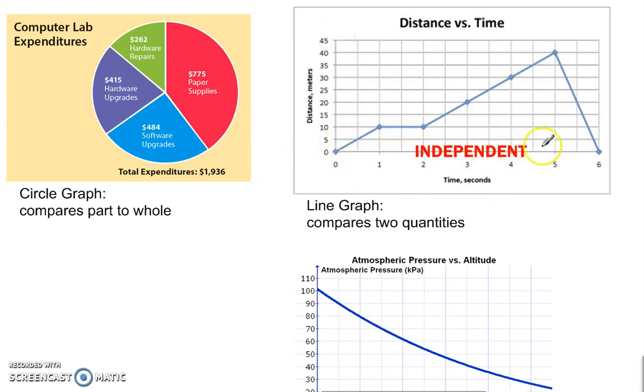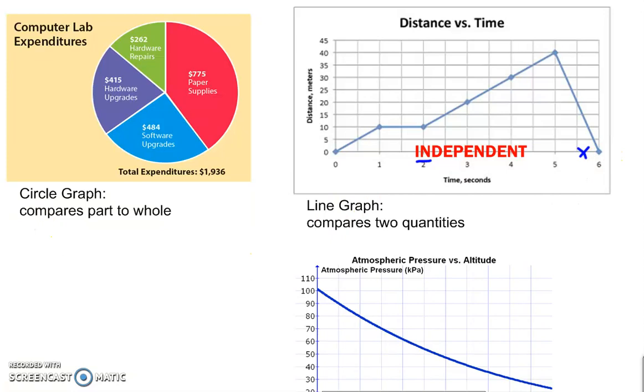A line graph, okay, many times it'll have time to some other quantity. It compares two quantities. On the line graph, remember the x-axis is the independent value. That's the input. The input is the x value, which is the independent value. Now here we have distance versus time. So as the time progresses, we have 1 second. They traveled 10 meters. Then they stood still for another second, then traveled 10 meters per second for the next 3 seconds. Now from here, they traveled back to the start at 40 meters in 1 second.